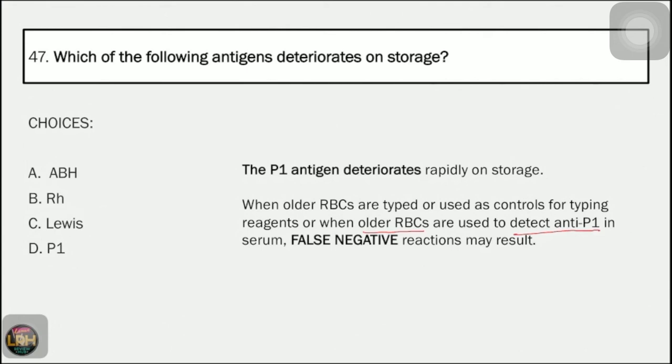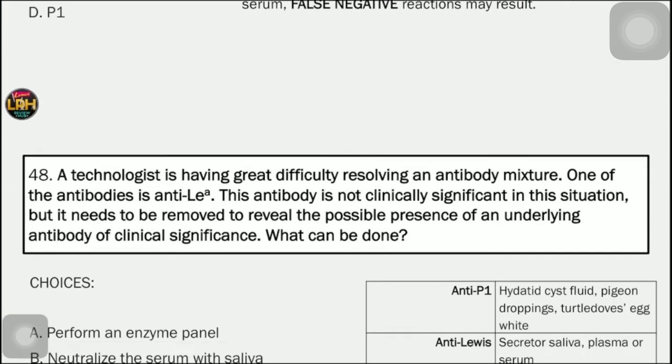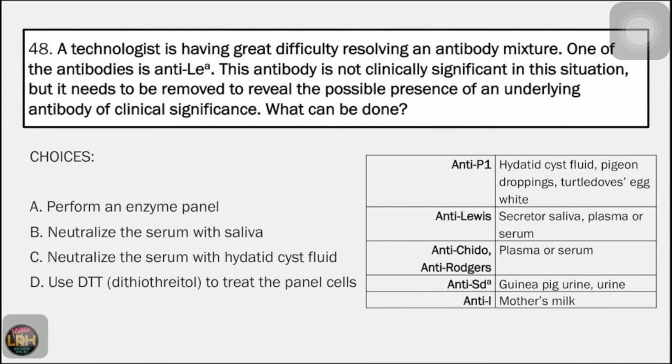Number 48, a technologist is having great difficulty resolving an antibody mixture. One of the antibodies is the anti-Lea. This antibody is not clinically significant in this situation, but it needs to be removed to reveal the possible presence of underlying antibody of clinical significance.